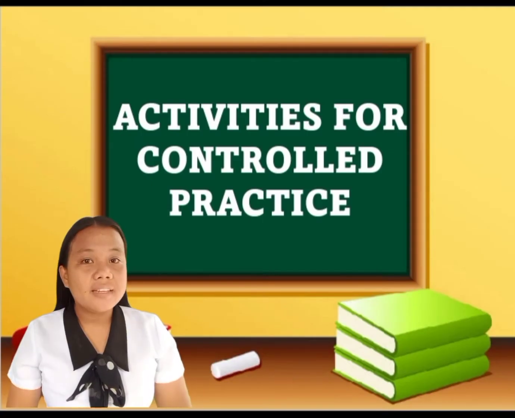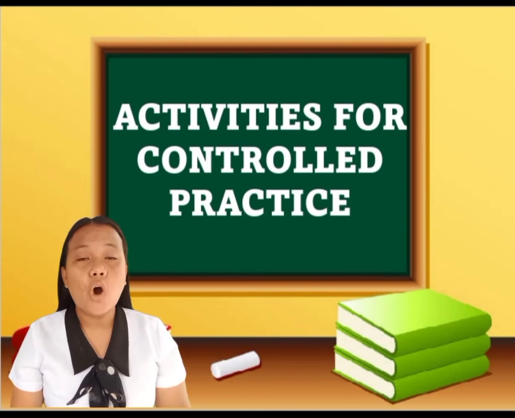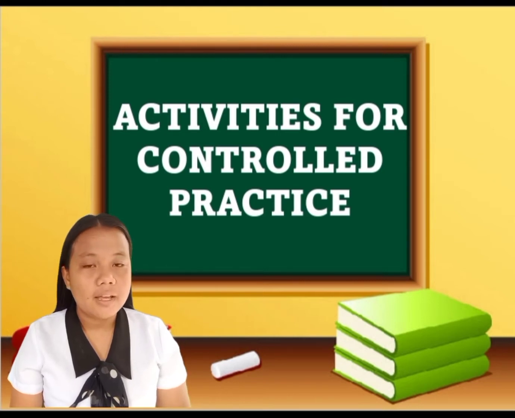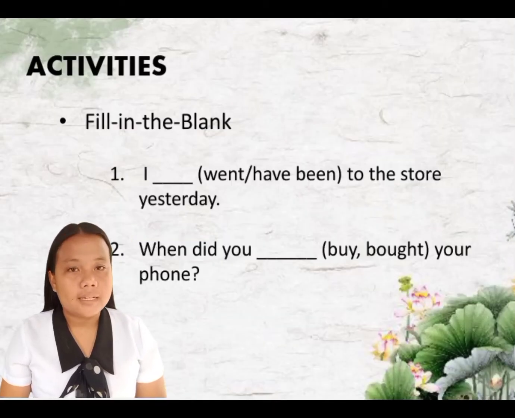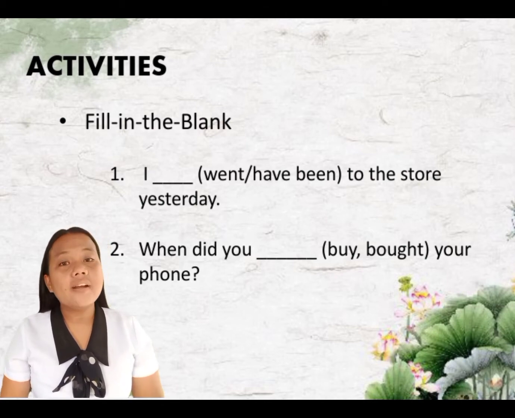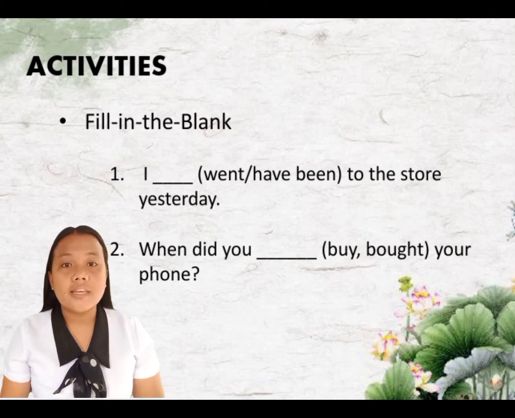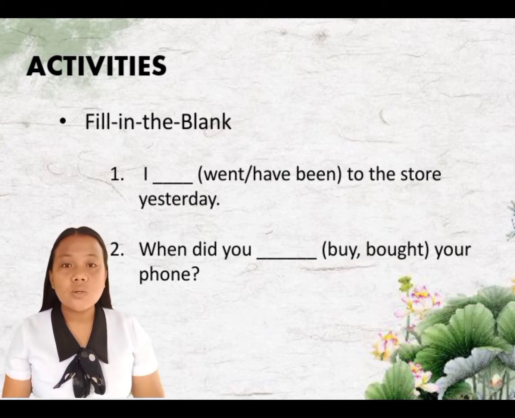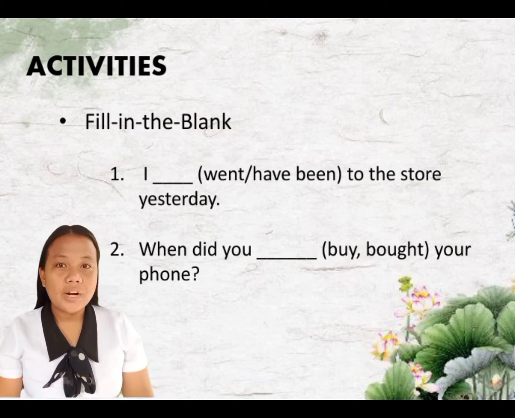So these are the activities for controlled practice. These are roughly organized from being more restricted to less restricted. First is fill in the blank. It refers to an activity where there is a block of text, either in sentence or paragraph form, with blanks in them. So the students have to write or choose the correct answer to fill in the blanks. We have examples here. So first, I blank to the store yesterday. Then number 2, when did you blank your phone?